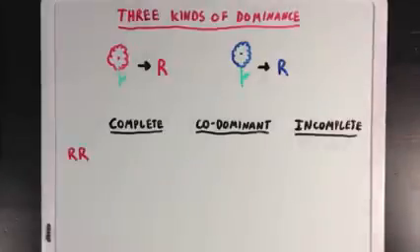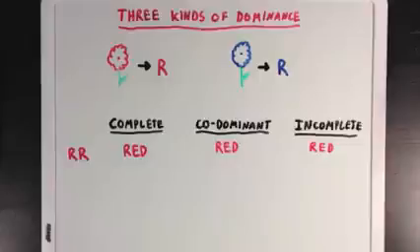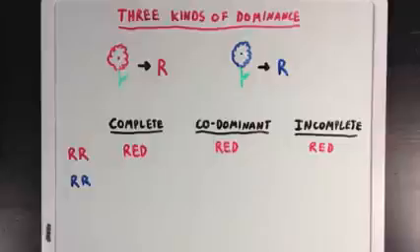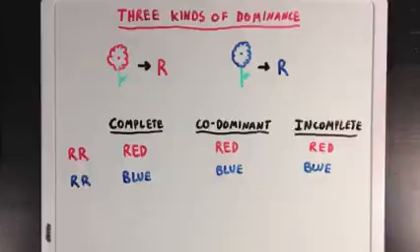So we'll start with the genotype 2 red Rs, which we can expect that in all cases the flower petals will be red, since we only have red Rs in the genotype. Similarly, if our genotype had 2 blue Rs, then we could expect that in all cases the flower petals will be blue, since we only have blue Rs in the genotype. Now these three different dominance patterns change when we look at the heterozygous example, and that's what makes these three patterns different.